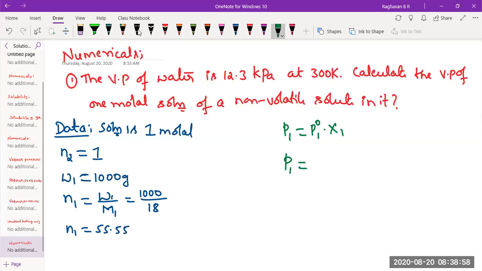So P1 is equal to P01 times X1. X1 is N1 divided by N1 plus N2. 12.3 kilopascal, 55.55 divided by 55.55 plus 1, 56.55. What's the answer?